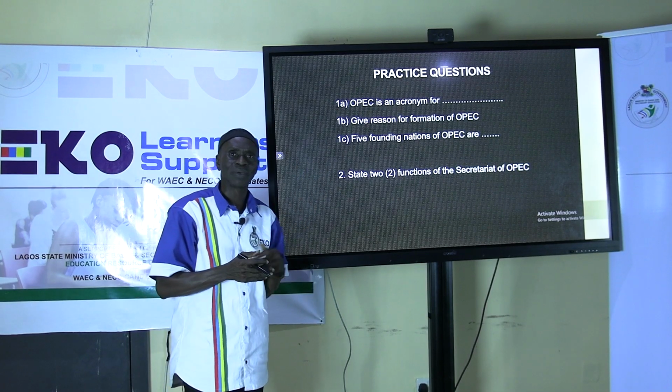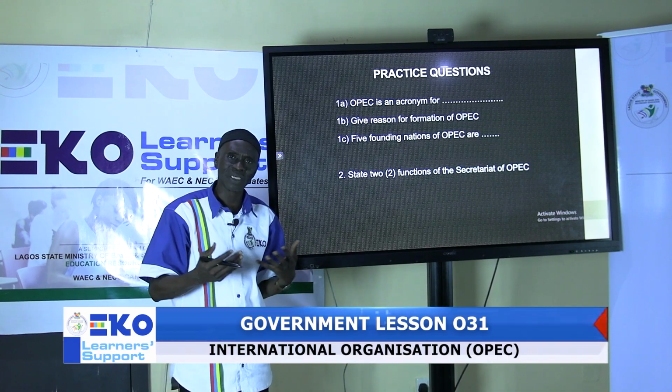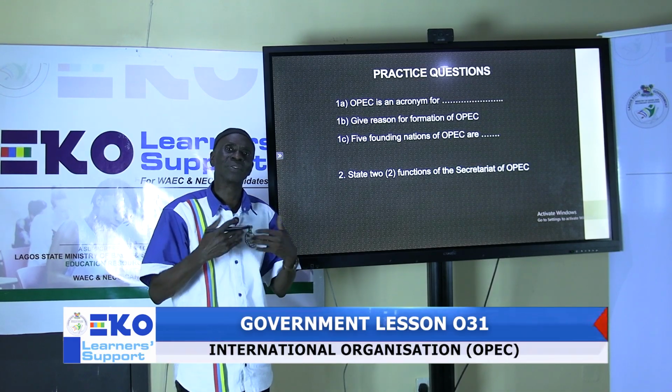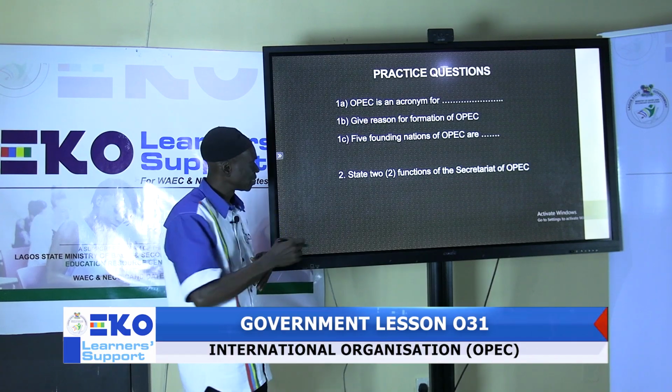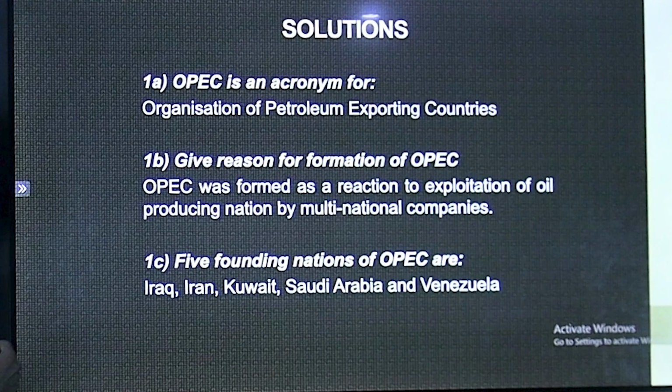This should not be a problem if you have listened and given me the attention as we have been talking since morning, and the solutions are not far-fetched. Number 1, which asks you to write the full meaning of OPEC from the acronym. O for organization, P for petroleum, E for exporting, C for countries. It gives you a full mark.